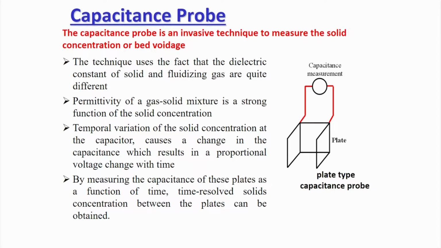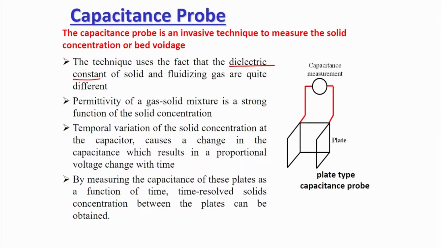Particularly for gas solid systems, and for circulating fluidized bed applications where the solid fraction is relatively lower, so that it will not damage the plate or the probe used to measure the volume fraction. The major principle is based on the different dielectric constants of different phases. If you have a gas solid bed, the dielectric constants of the gas and the solid will be quite different, a huge difference.